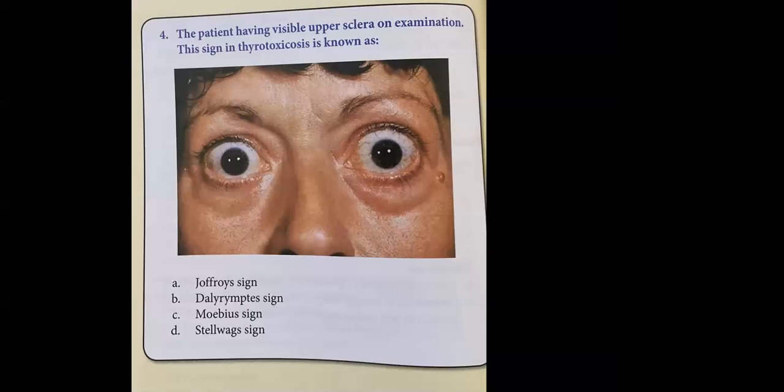What is Mobius sign then? Failure of convergence of the eyeballs. Yes, very good, inability to converge. So these are the important signs. Joffroy's sign is loss of wrinkles, Dalrymple is lid retraction, Mobius is loss of convergence, Stellwag is staring, and von Graefe's is lid lag. Lid lag is when the upper eyelid and the eyeball do not move in pace. So there is a lag between the movement of the eyeball and the upper eyelid. This is called von Graefe's sign. These are the 5 important signs in hyperthyroidism.